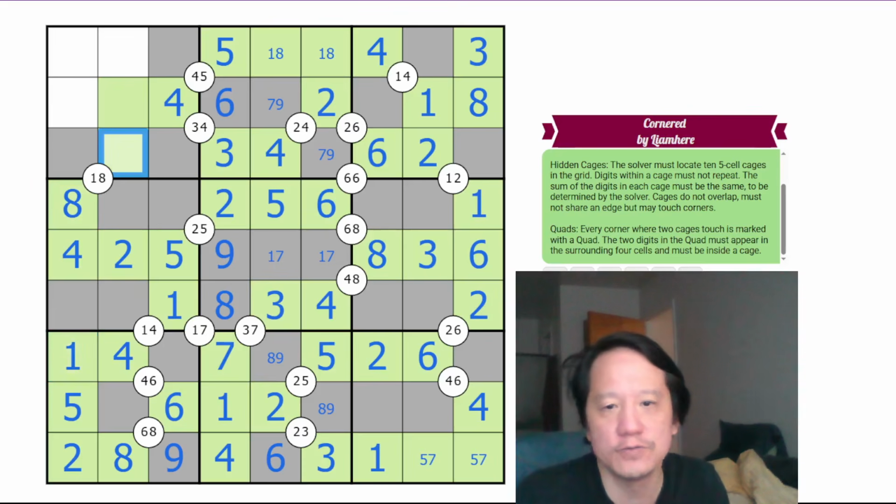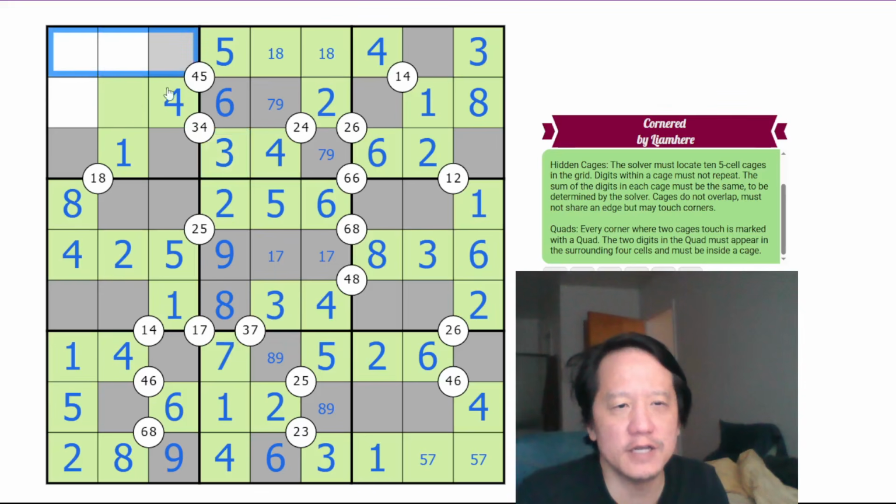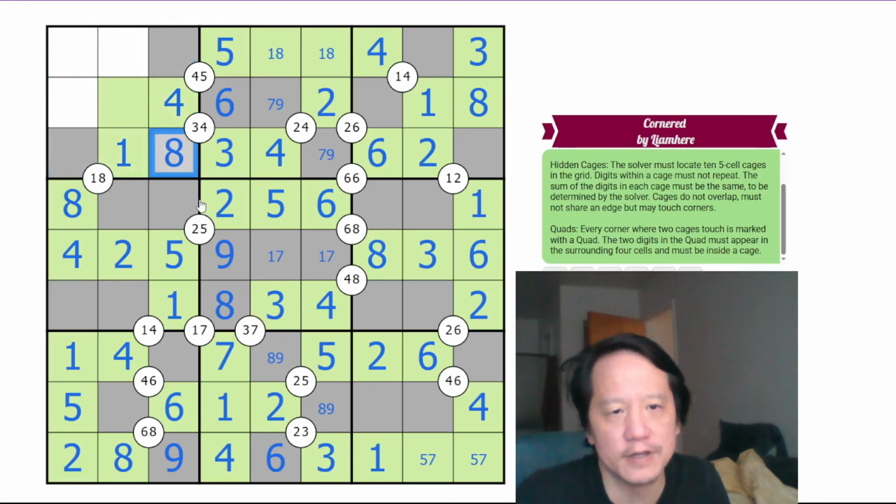This is 8, so this has to be 1 here for the quad. Where is 8 in this upper left-hand box? It cannot be here or here because of 8's in the column. Can't be here because of 8 in the row. Can't be here because of the 1, 8 pair in the row. So 8 has to be there.